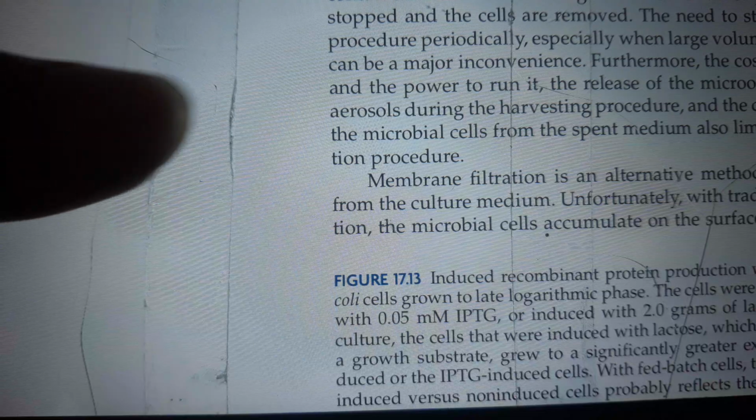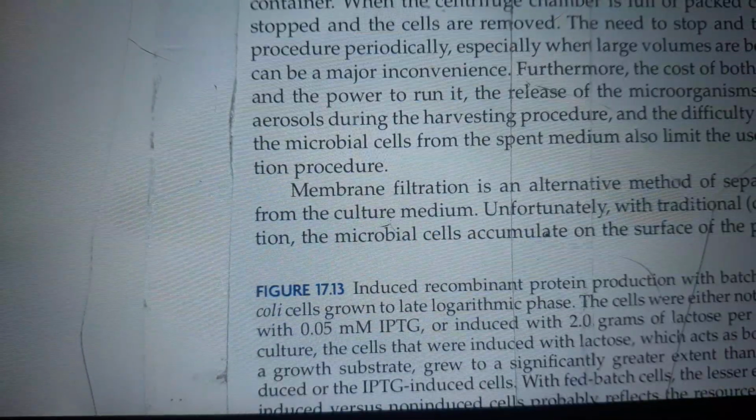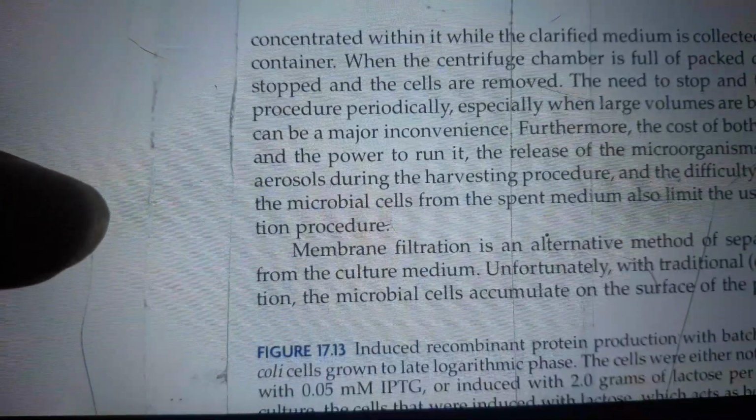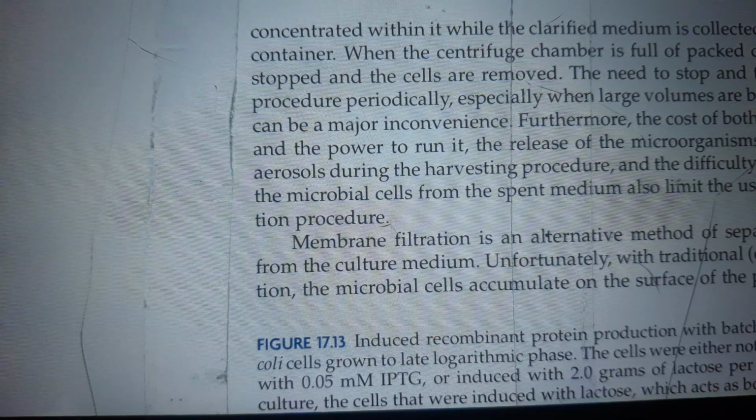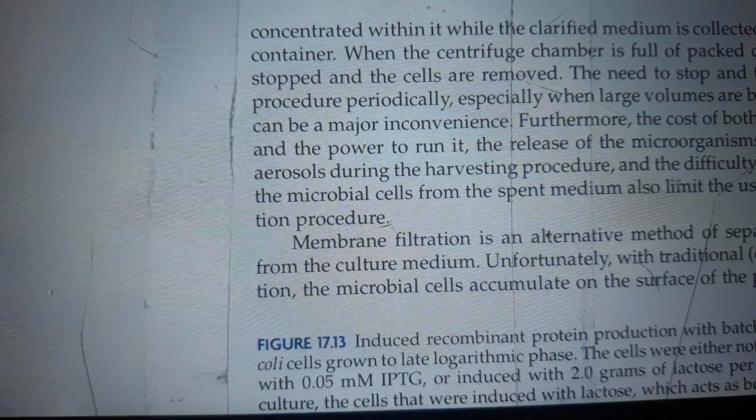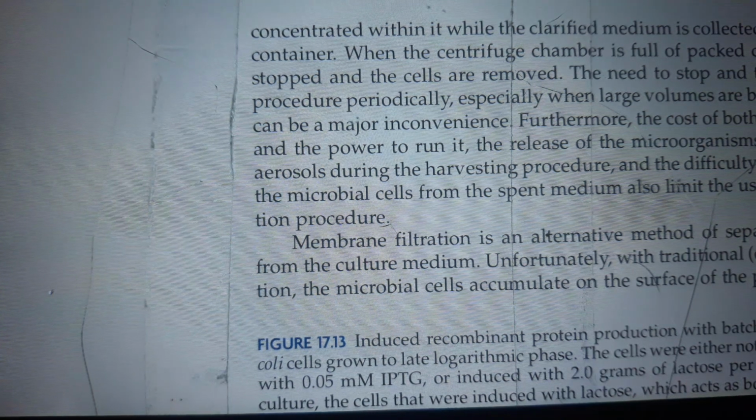High-speed semi-continuous centrifuges have been specifically designed for the harvesting of microbial cells. The cell suspension is continuously fed into a running centrifuge, and the cells are concentrated within it, while the clarified medium is collected in an external container. When the centrifuge chamber is full of packed cells, the run is stopped and the cells are removed.